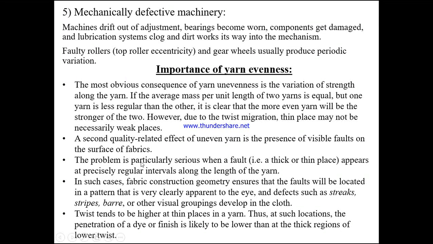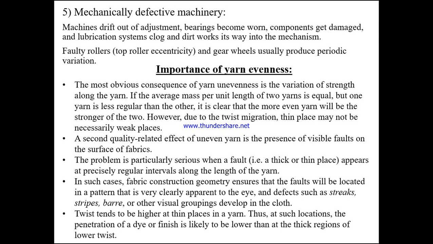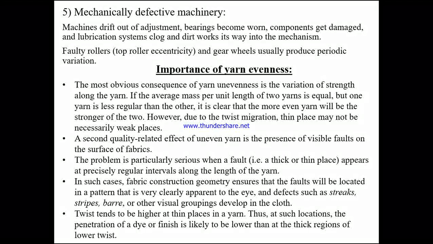The problem is particularly serious when a fault, thick or thin place, appears at precisely regular intervals along the length of the yarn. Sometimes there are periodic faults in the yarn, and due to that the same fault comes again and again at the same place, and that will create a band over the fabric. They are called bars, diamond bars, or different types of bars, like a band of thick place or thin place, an alternation of thick and thin places. This is a serious fault.